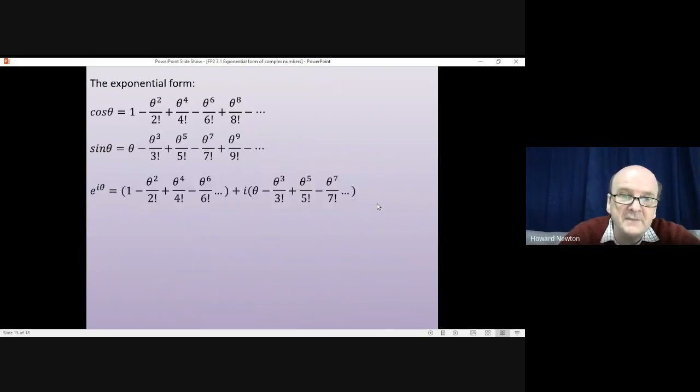Now, the three significant expansions there are for cos theta, sine theta, and e to the i theta. And if you look carefully, you'll notice that the real part of the expansion for e to the i theta is identical to the expansion for cos theta. And the imaginary part of the expansion for e to the i theta is identical to the expansion for sine theta. What that means is that if we combine those series together, cos theta plus i sine theta will give us e to the i theta.